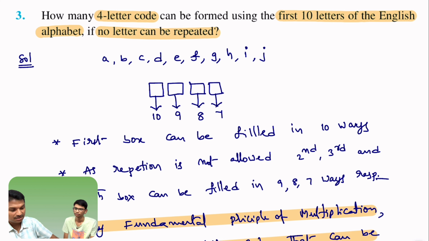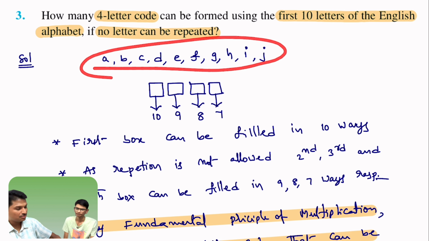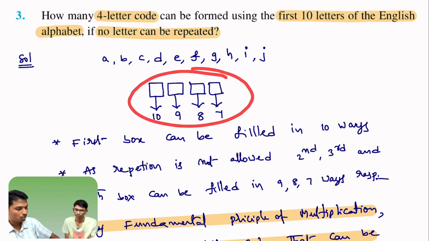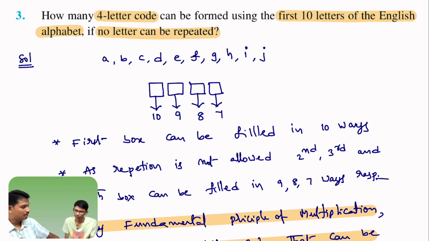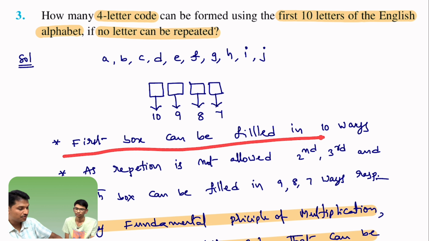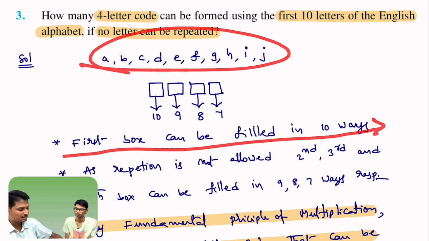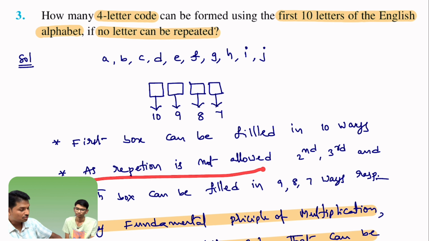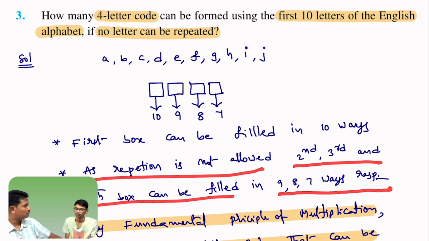First, you write the given letters, you write these boxes, and these numbers also. First, you write like this. First box can be filled in 10 ways. What are those 10 ways? Any one of those 10 letters. As repetition is not allowed, second, third, and fourth box can be filled in 9, 8, 7 ways respectively.